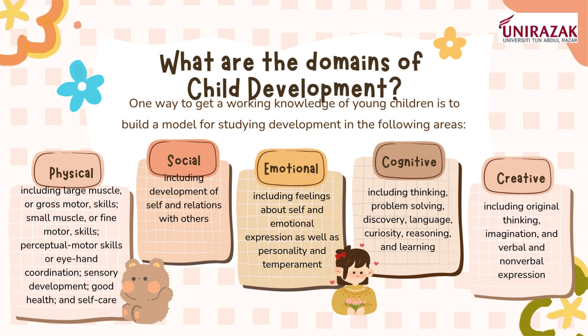Social domain focuses on children's relationships and their ability to interact and communicate with peers and adults. Emotional domain encompasses self-perception, emotional expression, personality, and temperament, which are vital for managing emotions. Cognitive domain covers thinking, problem-solving, language, and learning, reflecting how children understand the world. Creative domain involves original thinking, imagination, and expression, essential for innovative thought. These interconnected domains provide a comprehensive view of child development, aiding in effective support for children's growth.